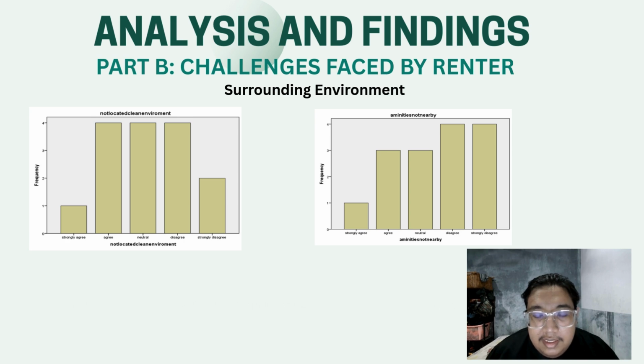Next is the sub question of this surrounding environment, which is public amenities. Public amenities are not conveniently located nearby, such as shops, clinics, and other public amenities. The respondents are as follows: one strongly agree, three agree, three neutral, four disagree, and four strongly disagree. This is also based on the total of 15 respondents.